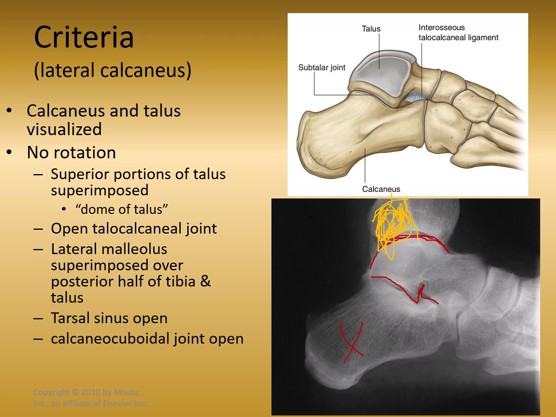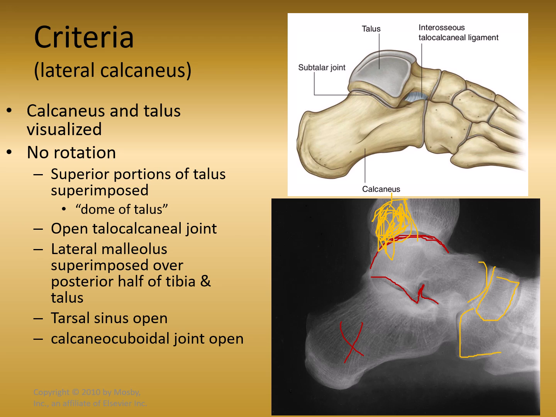We can see the cuboid where it's articulating at the calcaneus there. We can see the navicular beautifully where it's articulating at the talus here. All right, so all of those things are going to tell us proper positioning of the foot with no rotation, with the foot parallel to the IR.